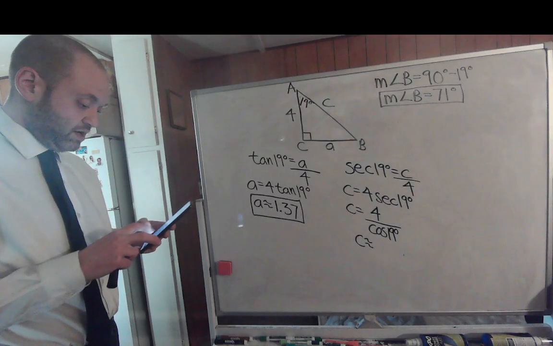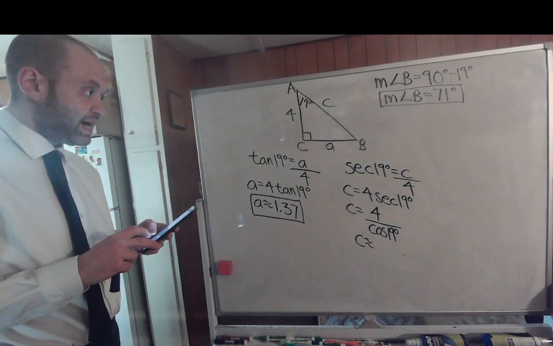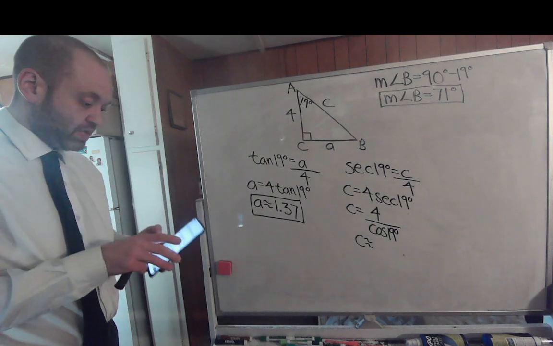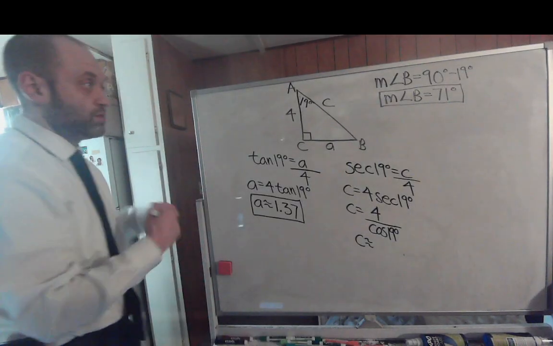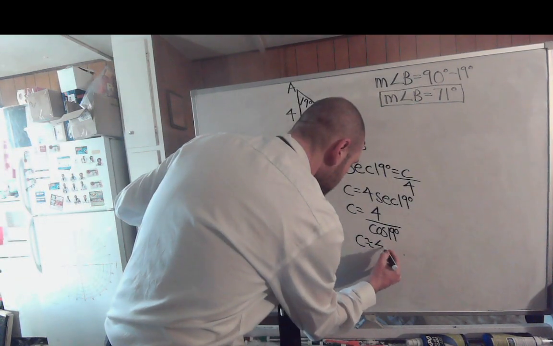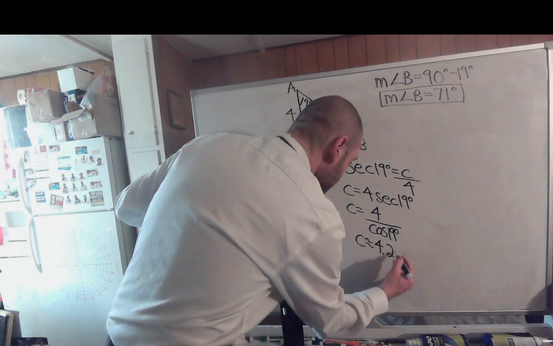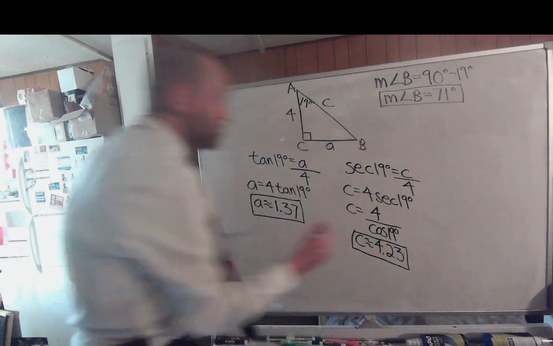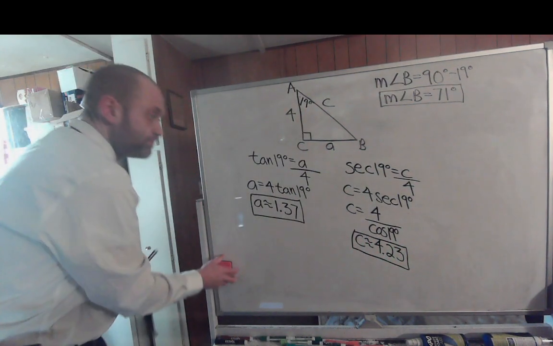So let's see, cosine of 19, we get that. Take 4, divide by that. You get about 4.23. So the hypotenuse C is approximately equal to 4.23 in this case.